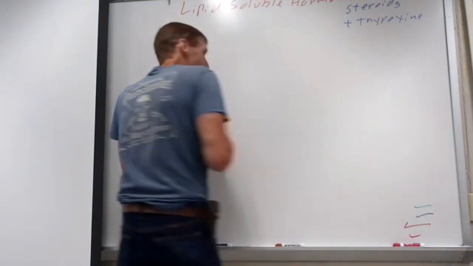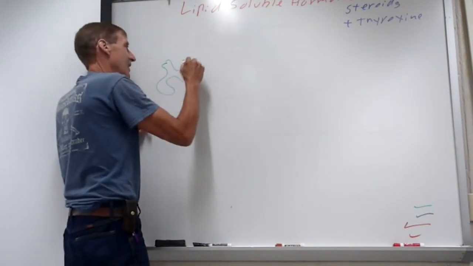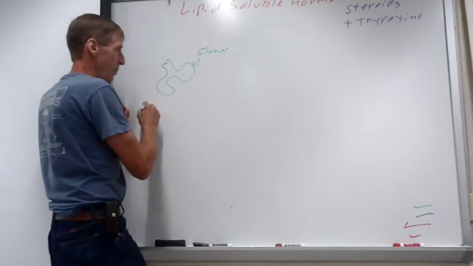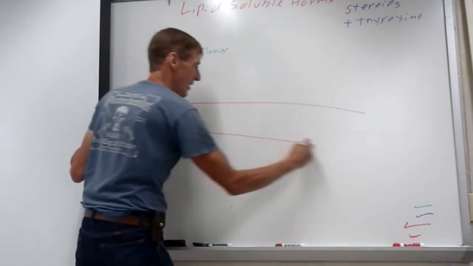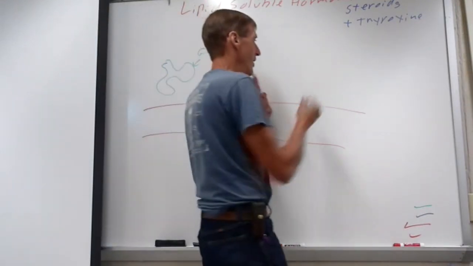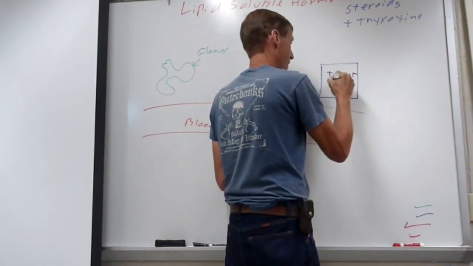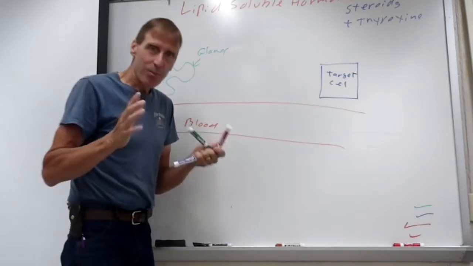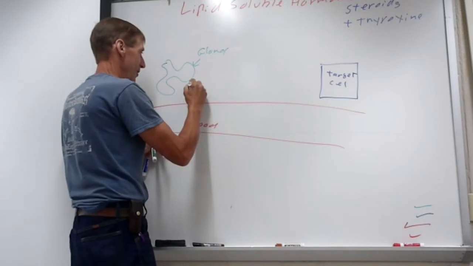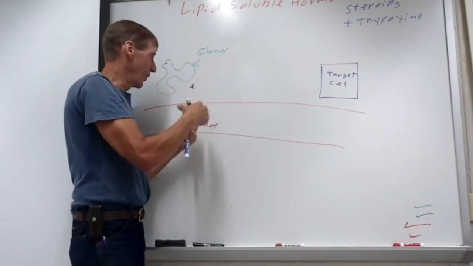All right, lipid-soluble hormones, the way they work. First of all, let me put a gland here. And I'll put a blood vessel here. And I'll put a target cell over here. As with just about all the hormones, the hormone is going to be produced. I'll make the hormone a little black triangle. It's released from the endocrine gland into the interstitial fluid out here somewhere.